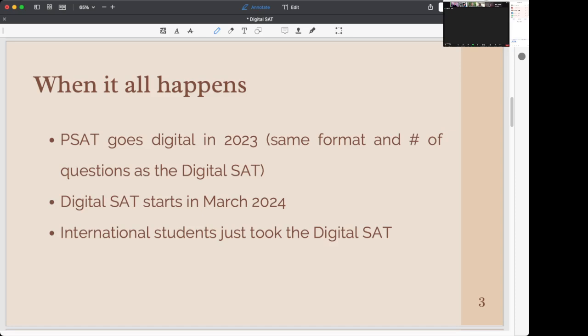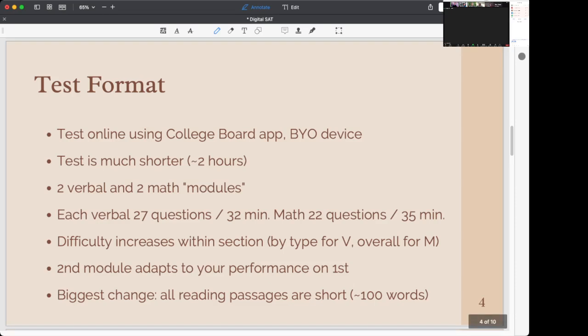So timing. Just to give you some fun facts about the test format, and these are just some interesting things, I think. The test is now, of course, online. That's why they call it the digital SAT. So it's on the College Board app. This is an app called Blue Book. So students need to download that app.